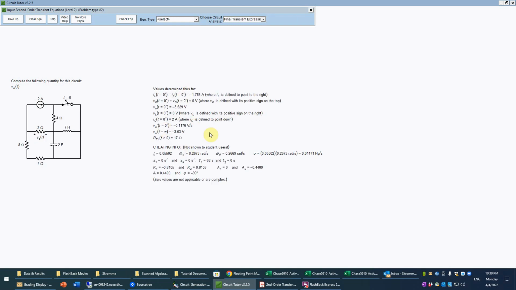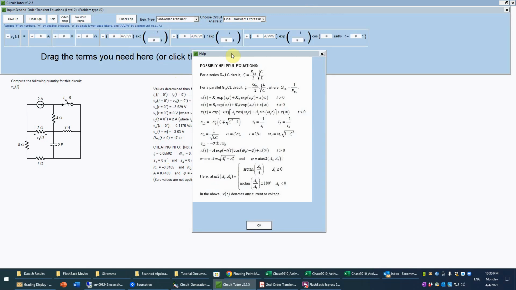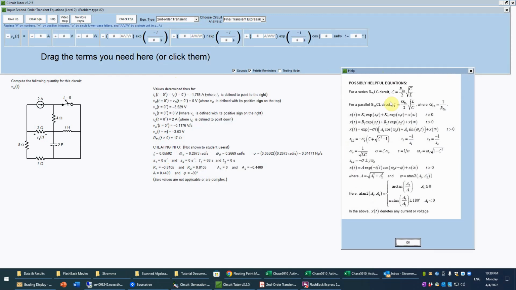Okay, so here's all our results summarized. Now you wouldn't see this part at the bottom. That's actually only shown to instructors. That's kind of for cheating, but we won't use that here. The only type of equation to select is second order transient, so we'll do that, and it is going to pop up a little cheat sheet that has all the relevant formulas that you would need in a second order transient problem. You have to select the appropriate ones, however.